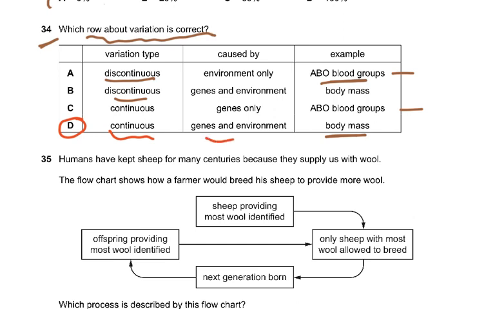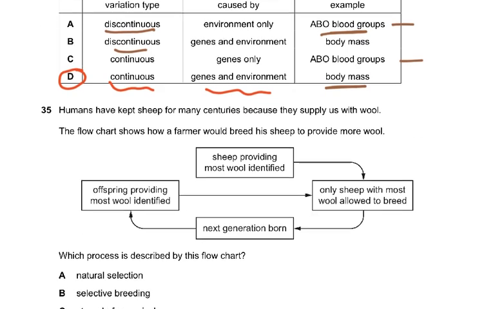Continuous variation, genes and environment, body mass. So you have genetic information also, and then the environment. People who are obese, it is because they eat a lot, and the environment is because they eat a lot of maybe fats and carbohydrates and sweet things, so they become fat. So that's continuous variation, genes and environment and body mass.